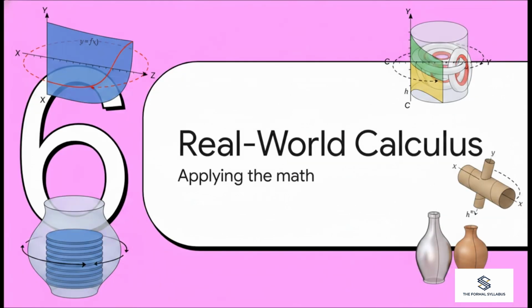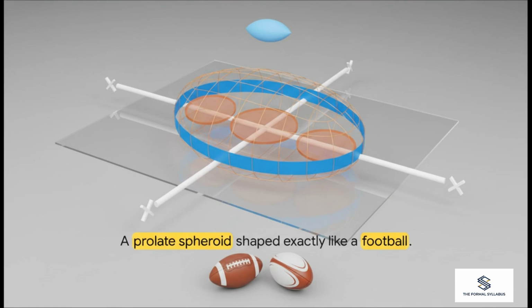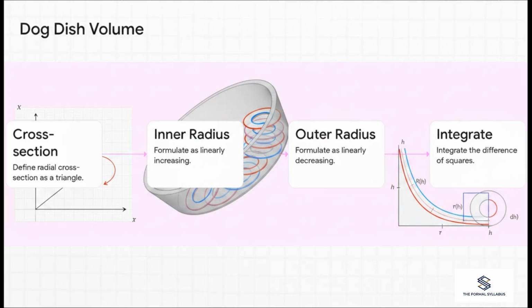Finally, Section 6, Real-World Calculus. Let's see all of this math actually pay off in the physical world. Check out this shape. It's mathematically known as a prolate spheroid, which is essentially an ellipsoid. Notice how it's shaped exactly like a rugby ball or an American football? Now, sports manufacturers actually need to know the exact internal volume of this shape to figure out air pressure capacities. How do they do it? They simply take the upper half of a standard 2D ellipse and revolve it completely around the x-axis. Applying the disk method to that simple algebraic curve magically pops out the precise 3D volume of a complex sports ball. Incredible, right?